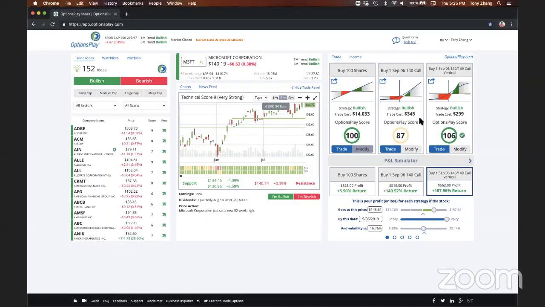Is a calendar spread only good for earnings calls? No, you can trade calendar spreads even without earnings. But generally speaking, I think a lot of traders that do trade calendar spreads tend to trade them around earnings.